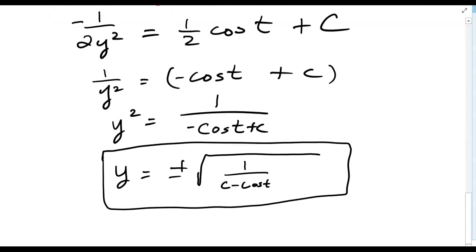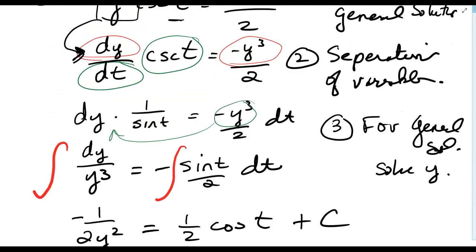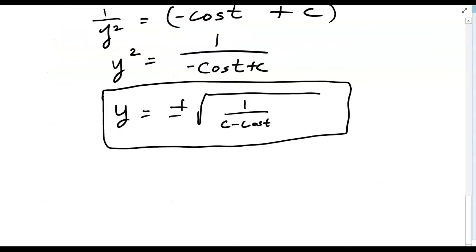So if you're just asked to find a general solution, it's going to have a c in it somewhere. Just solve for your y. Most of them have y's, but some have other variables. You're solving for whatever variable is here. All right, that's what you're solving for.